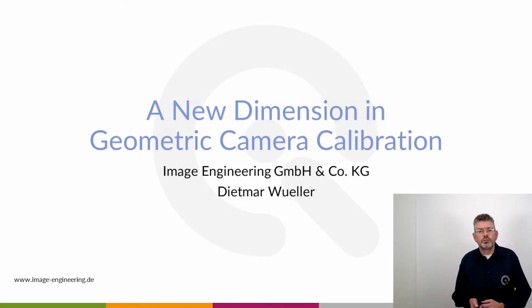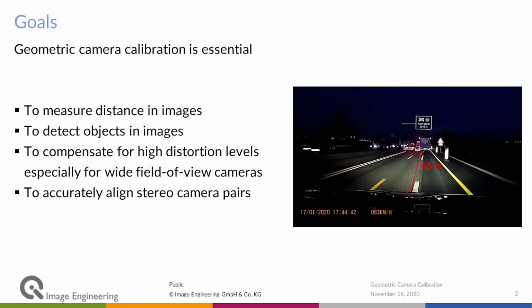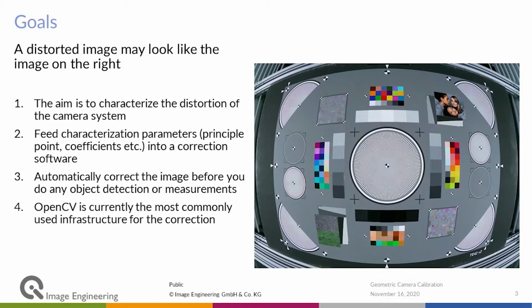Today, I'm going to talk to you about a new dimension in geometric camera calibration. So geometric camera calibration is essential whenever you want to measure distances in images or you want to detect objects, you need to correct your image geometrically. You also want to compensate for very high distortion levels, especially for cameras with a wide field of view. And also, you might want to accurately align stereo cameras to each other.